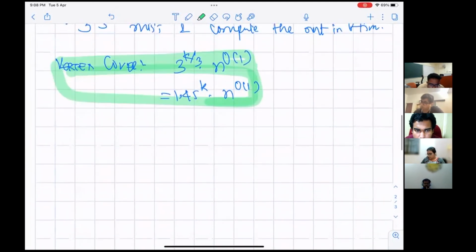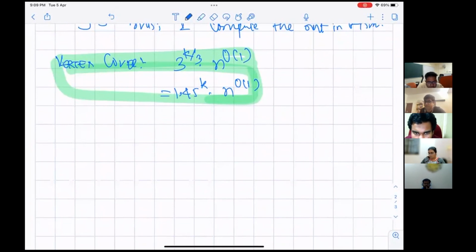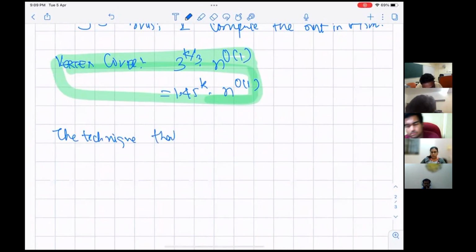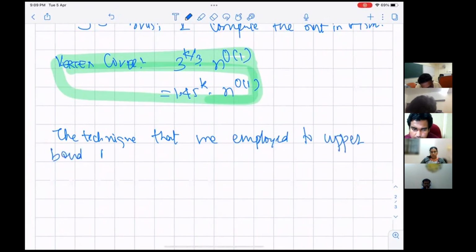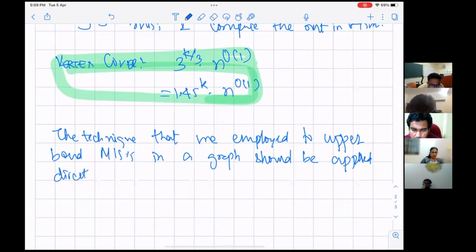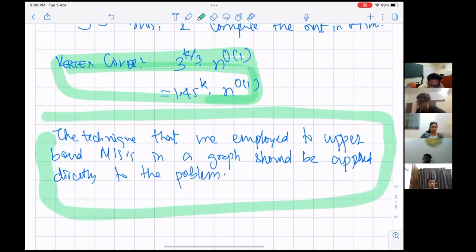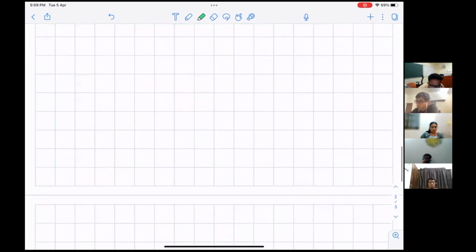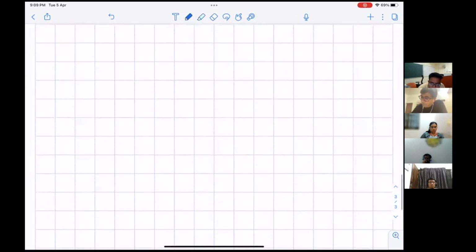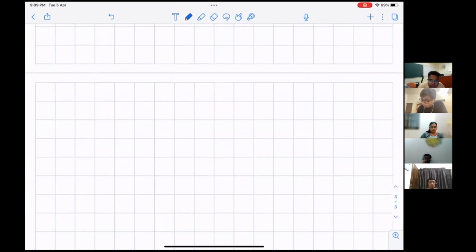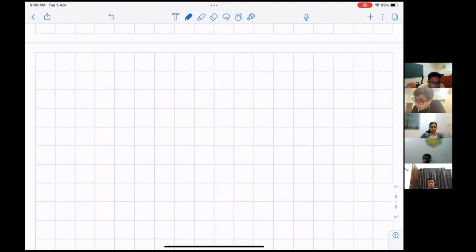Okay. So today, what did we learn last time? Our basic departure was that the technique that we employed to upper bound maximal independent sets in a graph should be applied directly to the problem. This is the key observation we had in the last lecture, and we started to build some nice algorithms here. We said this is a very good idea, and what we want to do is to directly apply this.